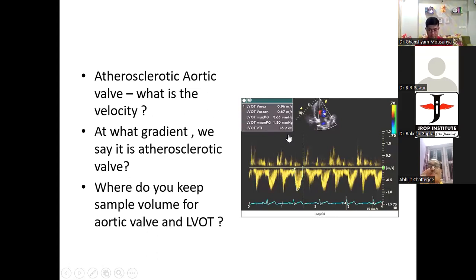Last, Dr. Clay from Tanzania. Clay, are you there? Yes, sir. Can you hear? Yes, I can. Atherosclerotic aortic valve. What is the velocity in atherosclerotic aortic valve? If somebody has got atherosclerotic or aging aortic valve, what will be the velocity? If aortic valve is thickened due to aging process, what would be the velocity?